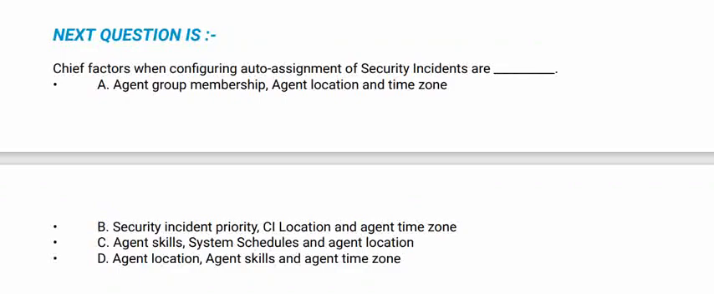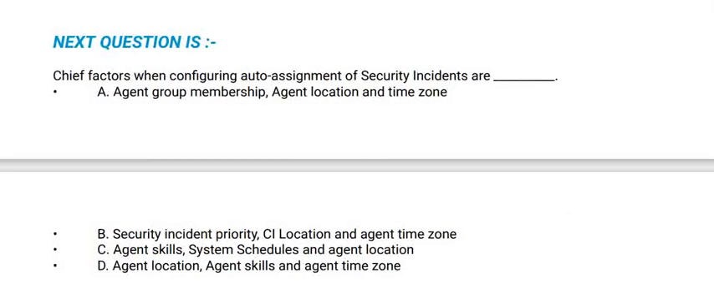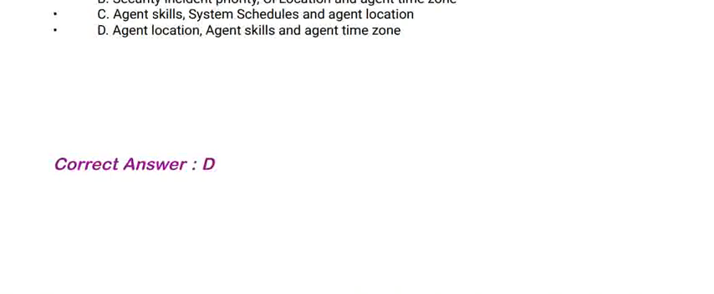Next question is, chief factors when configuring auto assignment of security incidents are, options are option A, agent group membership, agent location and time zone, option B, security incident priority, CI location and agent time zone, option C, agent skills, system schedules and agent location, option D, agent location, agent skill and agent time zone. The correct option is option D.